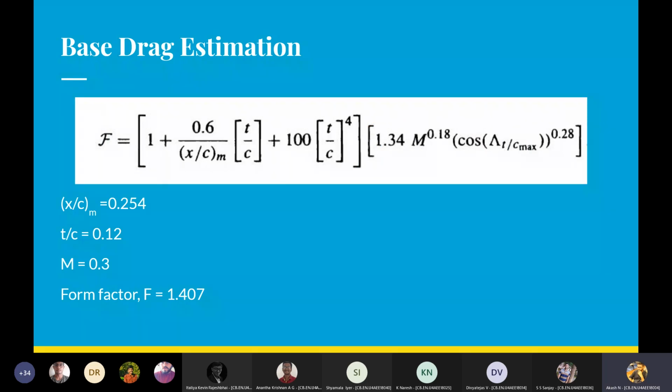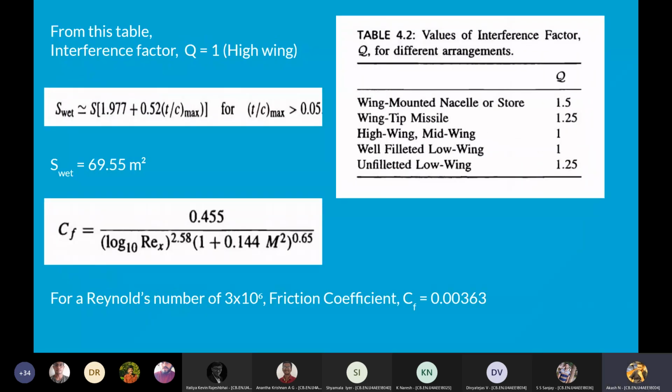Moving on to the base drag estimation. Since we have decided to go with the NACA 4-digit airfoil, and we have taken the x/c maximum and t/c values from the previous slides, and Mach number to be 0.3, we found the form factor to be 1.407. We took this table from the Raymer book. Since we are going with a high wing, our interference factor will be 1. And since our maximum thickness is greater than 0.05, we got the S wet to be 69.55 square meters.